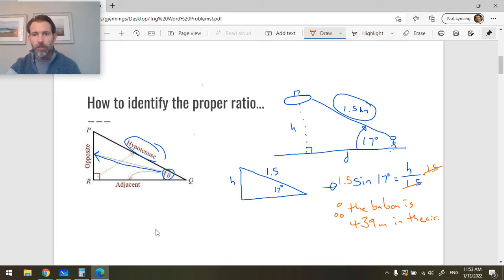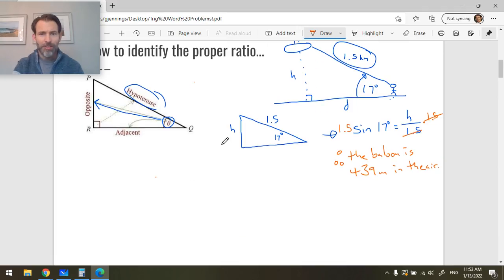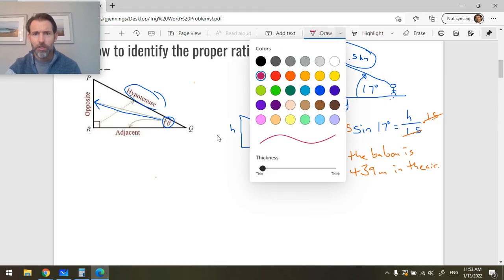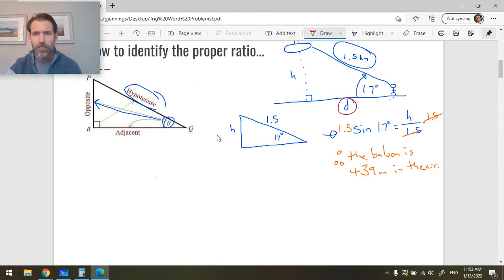Okay, now let's find how far we are away from it. So I'm going to do another diagram here. It's going to be the same diagram, but it's going to look a little different. We'll use a different color because it's a different question. And let's say we're now solving for D. And so here I have the same opposite, the same adjacent, and the same hypotenuse.